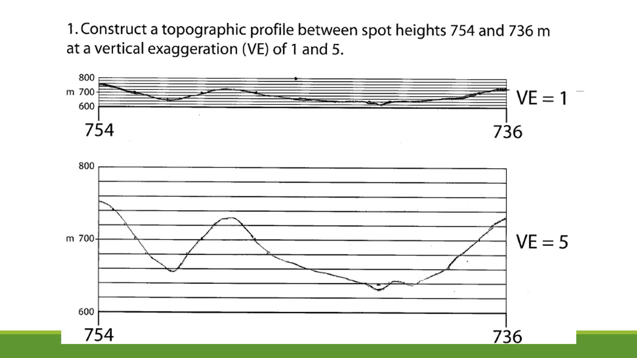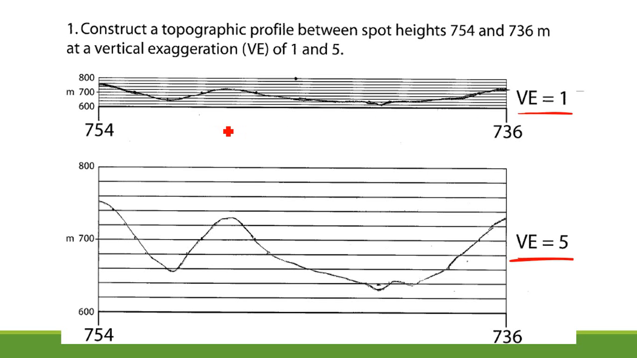So the first one should have been very simple. It was simply two topographic profiles. The difference between these topographic profiles is the vertical exaggeration. So the first profile, there was no vertical exaggeration. We had VE equals 1. The other one was vertically exaggerated by 5 times. So we had VE equals 5.